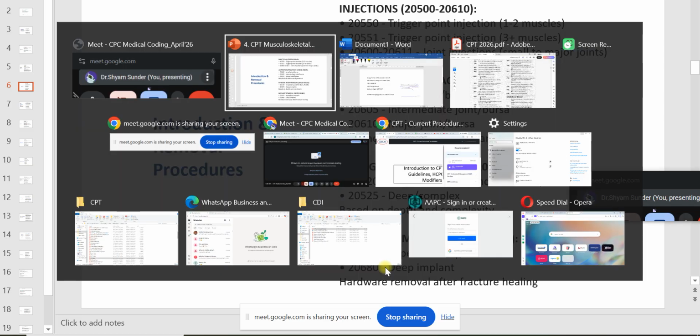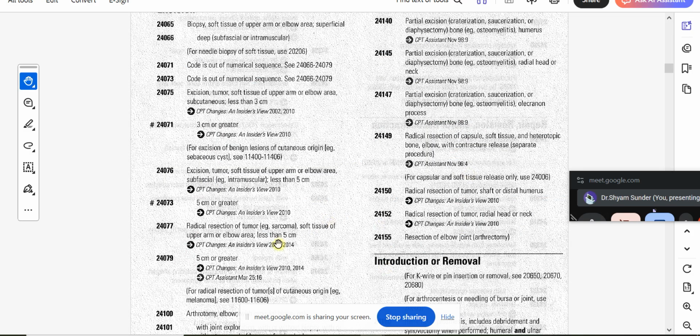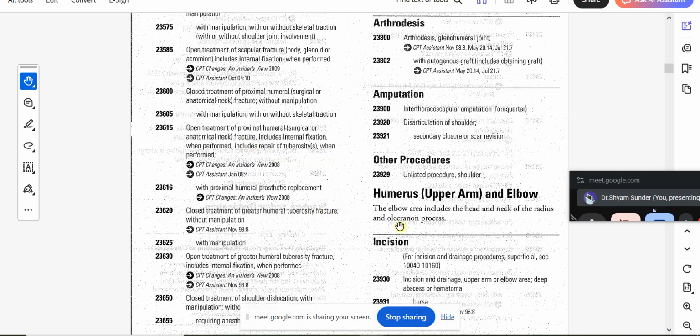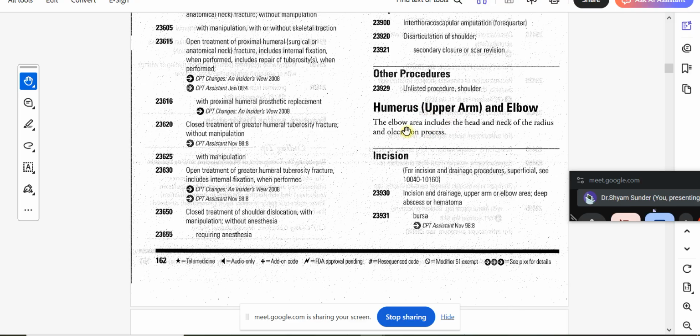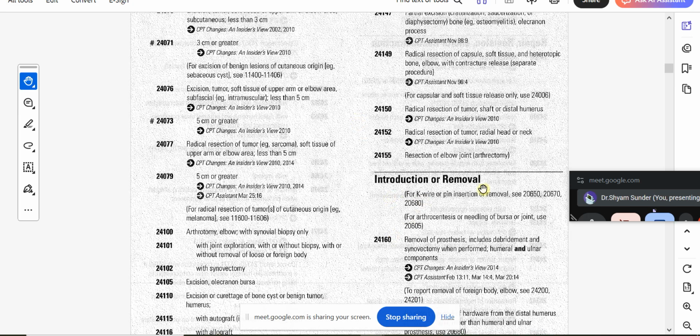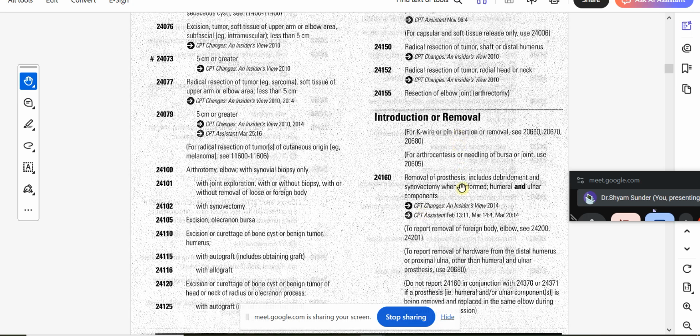So we can actually examine this particular arm area, upper arm area: incision, excision procedures, then introduction or removal. So 24160, removal of prosthesis. Prosthesis means there's an artificial structure. It could be metallic or ceramic. That's already placed, and now they're removing it.